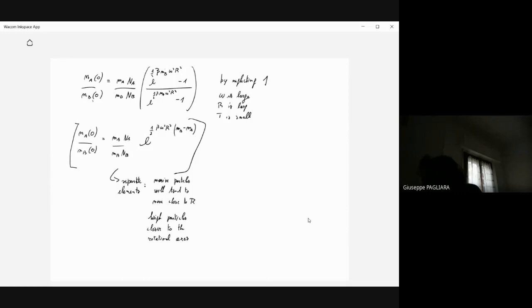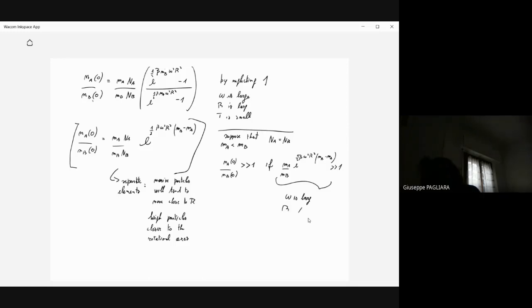For instance, suppose that MA is smaller than MB, and suppose that NA is equal to NB, so I have the same number of particles. Now I can have that NA0 divided by NB0 is much larger than 1 if, of course, MA divided by MB times the exponential is much larger than 1, but this is obtained when omega is large, or R is large, or T small.